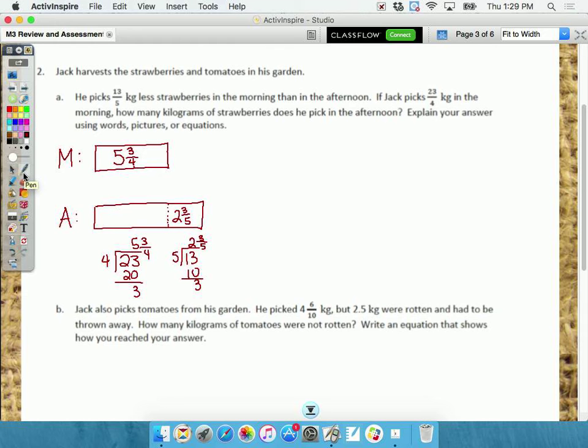Okay, so here's the question. If Jack picks this much, how much does he pick in the afternoon? So what do I need to do here? Add 5 3/4 plus 2 3/5, because I know this is the same as the morning. Would you like to add your whole numbers before you ever write it down? What's 5 plus 2? 7. Okay, then when you write this down, save yourself a step. Put 3/4 in your parentheses and 3/5 in your parentheses, because I added the 2 and the 5 together to get 7.